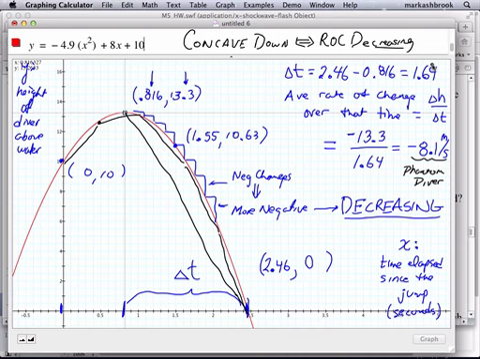Okay, so lots of ideas we're talking about all at once here. So anybody have a question? Yeah. Just for clarification, I understand when it's coming down, the height is decreasing. The height is decreasing, that's right. Decreasing rate because it keeps getting more and more negative.